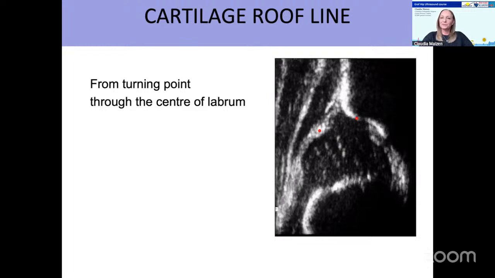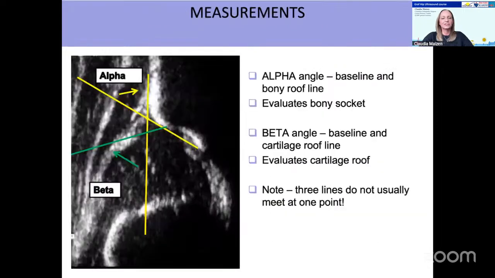Not the top, not the bottom of the labrum, not the tip of the labrum, the center of the echo of the labrum. So this is our cartilage roof line, and this quantifies the cartilaginous coverage. So to summarize, the alpha angle is the angle between the baseline and the bony roof line and evaluates the bony socket. The beta angle is the angle that we measure between the baseline and the cartilage roof line, and this evaluates the cartilage roof.